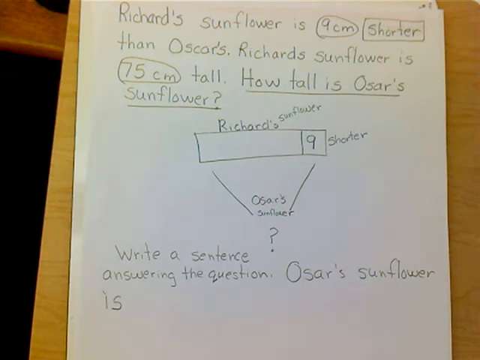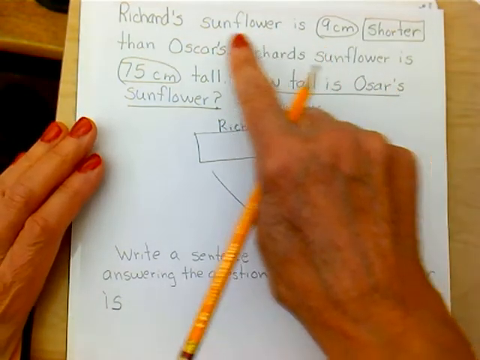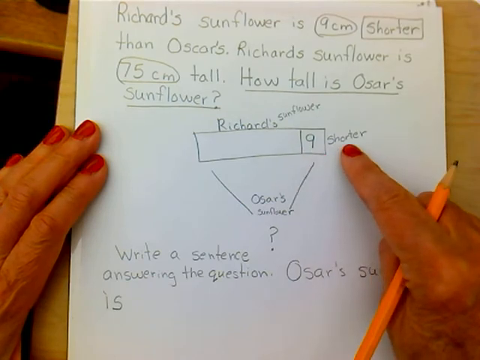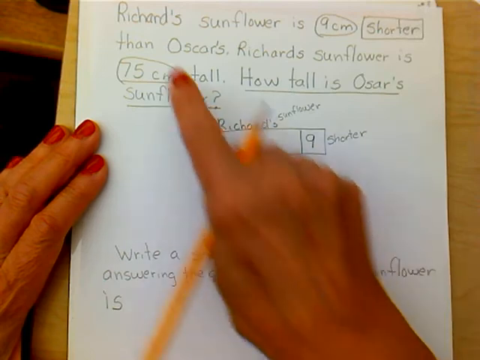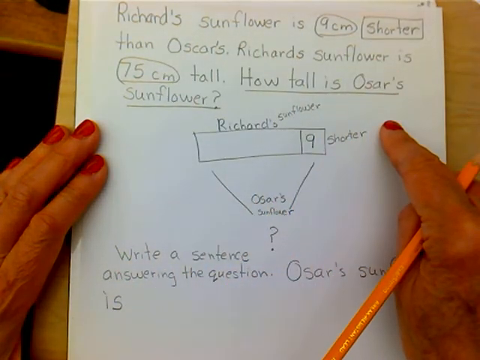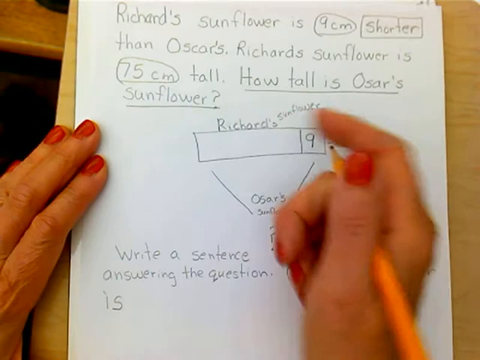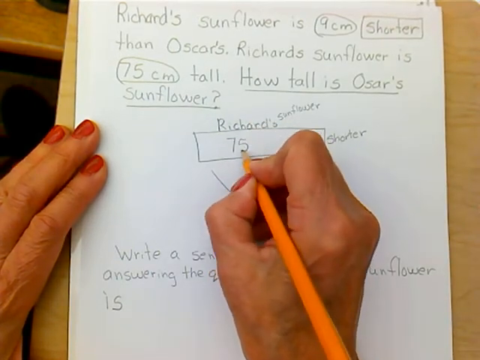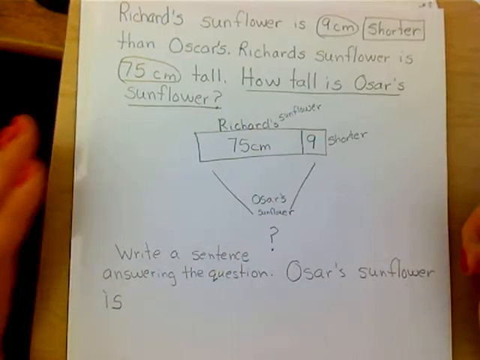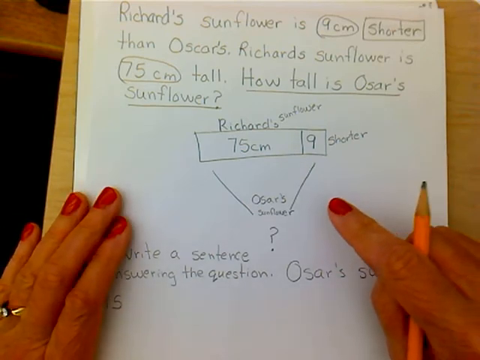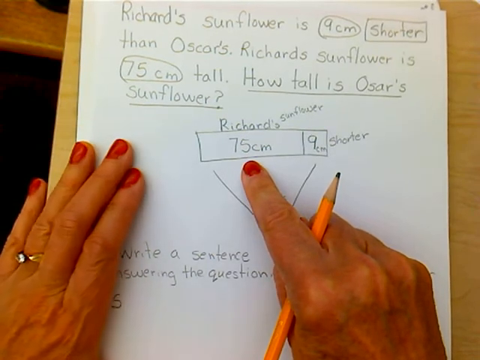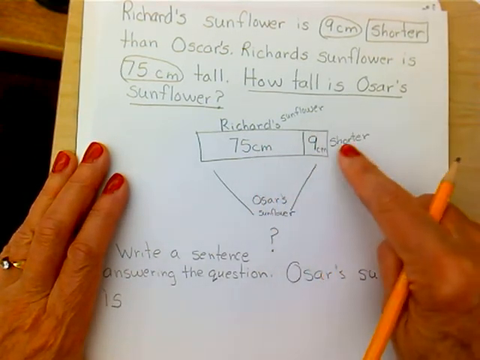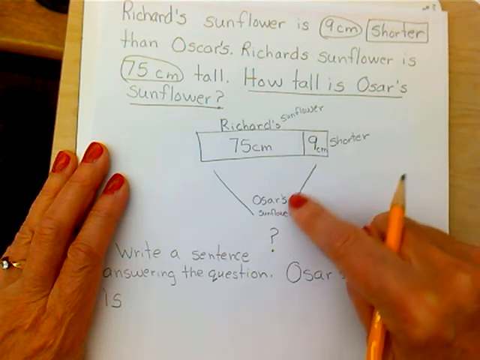Okay, are you back? All righty, so let's see how you did on this problem. So we know that Richard's sunflower is 9 centimeters shorter than Oscar's. Do we know how tall Richard's sunflower is? Richard's sunflower is 75 centimeters. That's his sunflower. We know that it is 9 centimeters shorter than Oscar's.